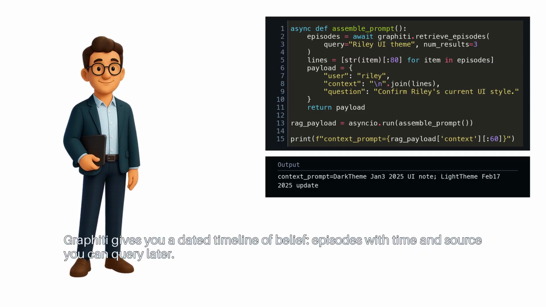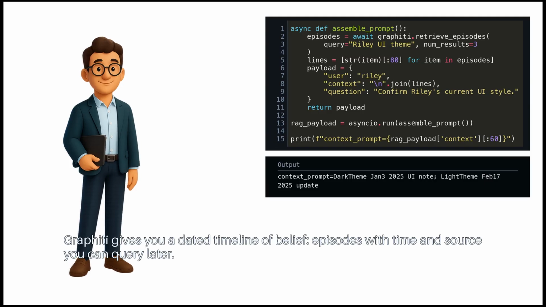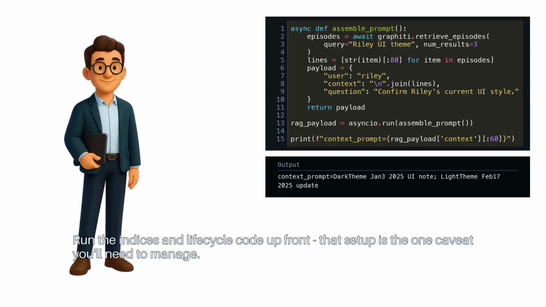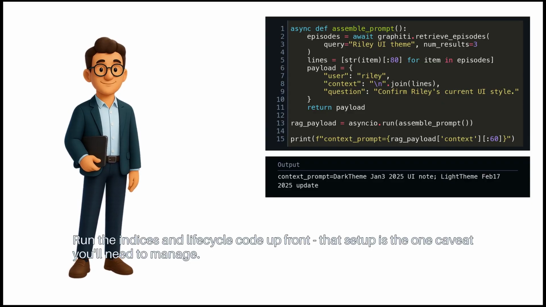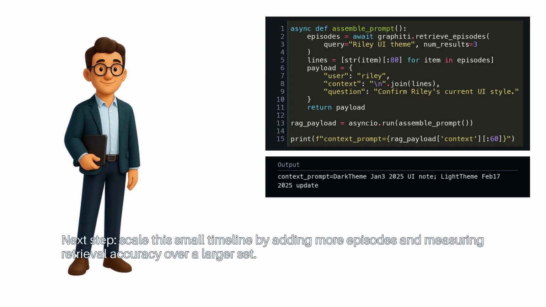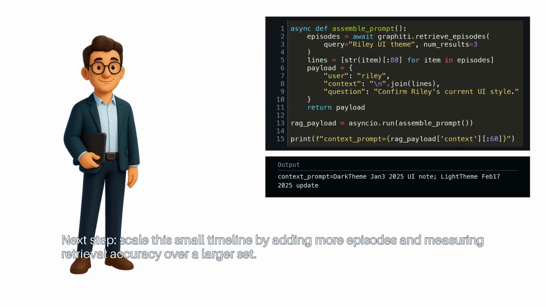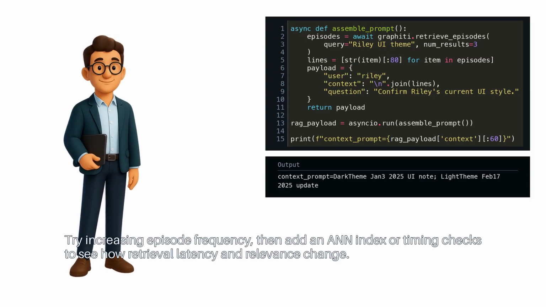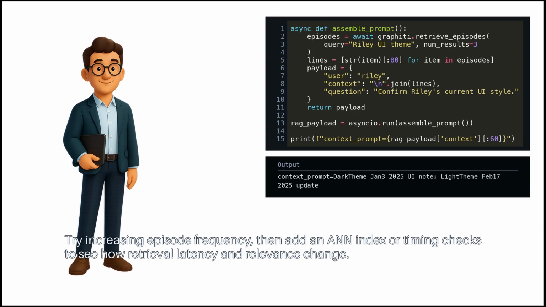Graphiti gives you a dated timeline of belief, episodes with time and source you can query later. Use this when facts change often or when provenance matters. Run the indices and lifecycle code up front. That setup is the one caveat you'll need to manage. Next step, scale this small timeline by adding more episodes and measuring retrieval accuracy over a larger set. Try increasing episode frequency. Then add an ANN index or timing checks to see how retrieval latency and relevance change.